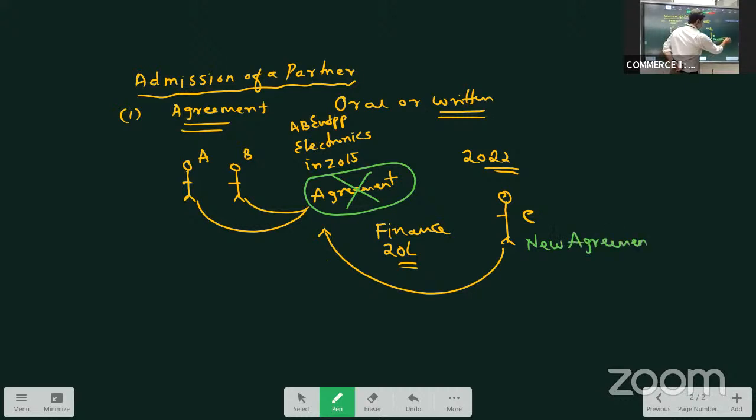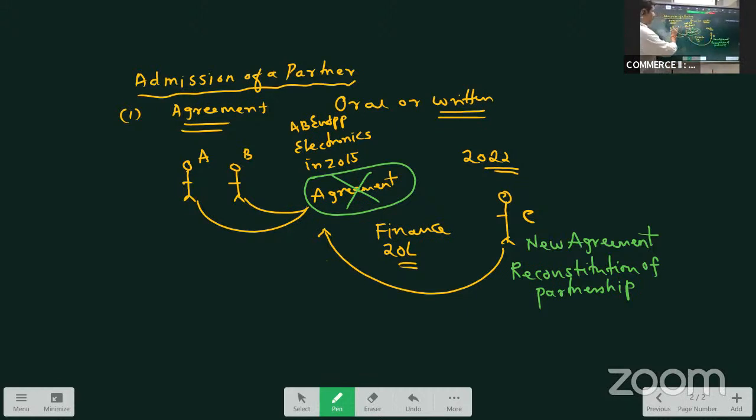They have to write a new agreement. Okay. So when such a thing is happening, we call this reconstitution of partnership. That is, there are certain changes to be done when C is taken into the firm. Okay. So that is what we are going to learn. All these things we are going to learn.